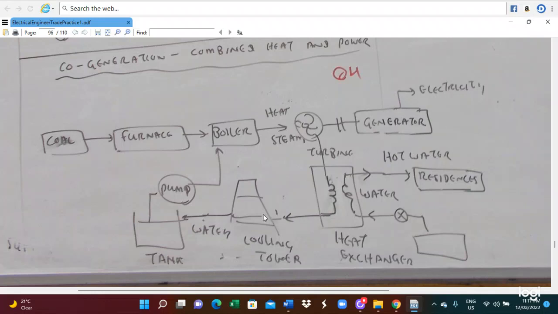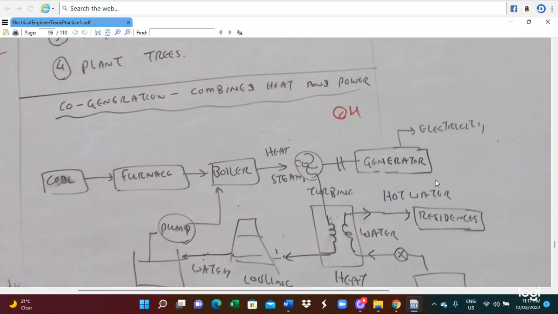The heat exchanger is then connected to the cooling tower. In the cooling tower, we convert the steam into water. We put the water into the tank, and the water pumps rotate to feed the water back to the boiler. So this is the heat exchanger system. We also heat the water, and this hot water can be utilized as hot water supply. So this is the combined heat and power system, and the combined heat and power system is a cogeneration system.